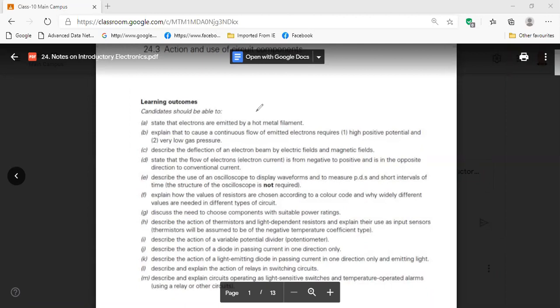Describe the action of a diode in passing current in one direction only. Describe the action of a light emitting diode in passing current in one direction only and emitting light. Describe and explain the action of relays in switching circuits. Describe and explain circuits operating as light-sensitive switches and temperature-operated alarms using a relay or other circuit. Okay, look, here we have diode. Already we discussed just now what is diode. And we know about potential divider.